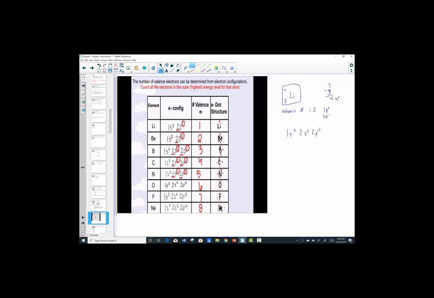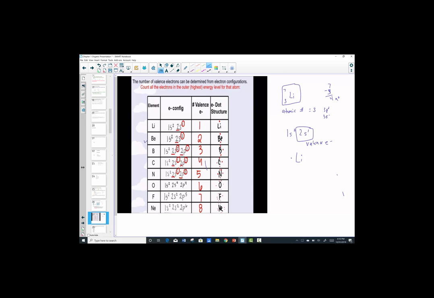Whoops, I just wrote that wrong, we wanted 3. There, I repaired that. 1s2, 2s1 represents the 3 electrons that belong to lithium. However, it has just 1 valence electron. We know that it would be represented with just a dot around its symbol.